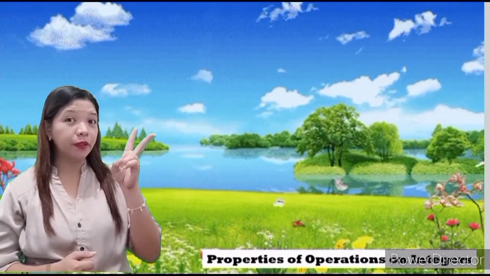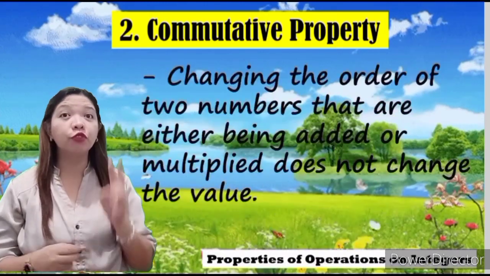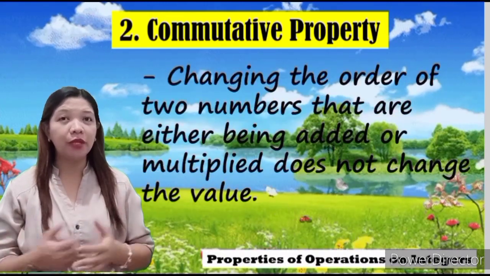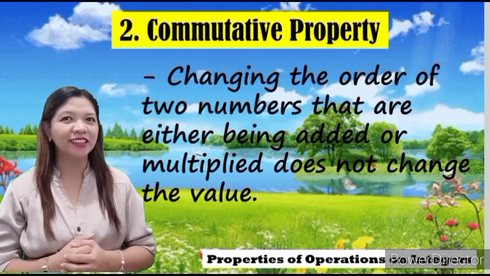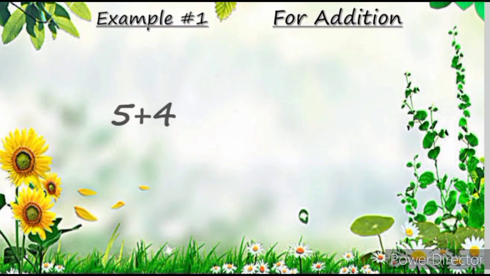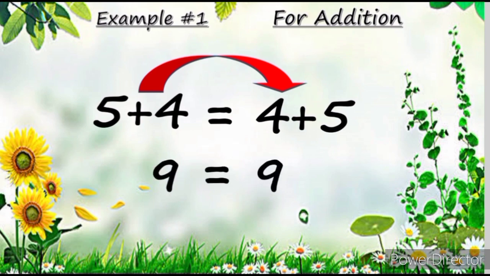The second property is the commutative property. Changing the order of two numbers that are either being added or multiplied does not change the value. Let's have example number 1, and this is for addition. 5 plus 4 is also equal to 4 plus 5. Even if the addends change their position, their sum is the same. 9 is equal to 9.